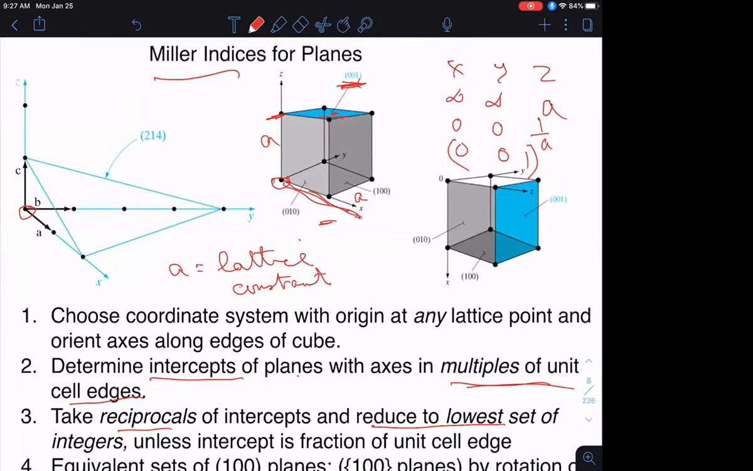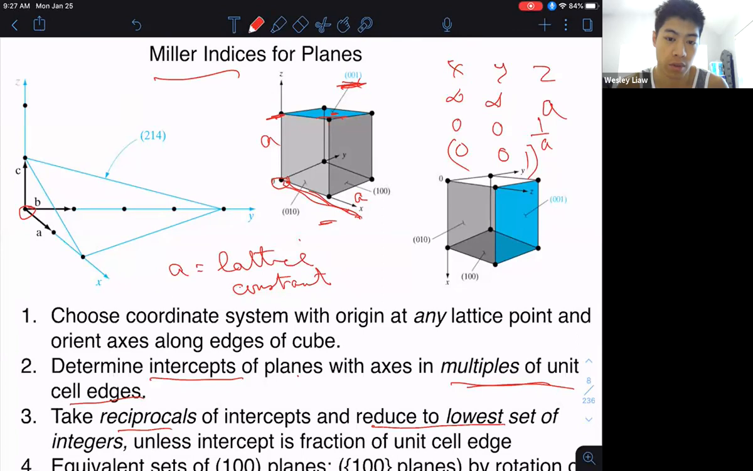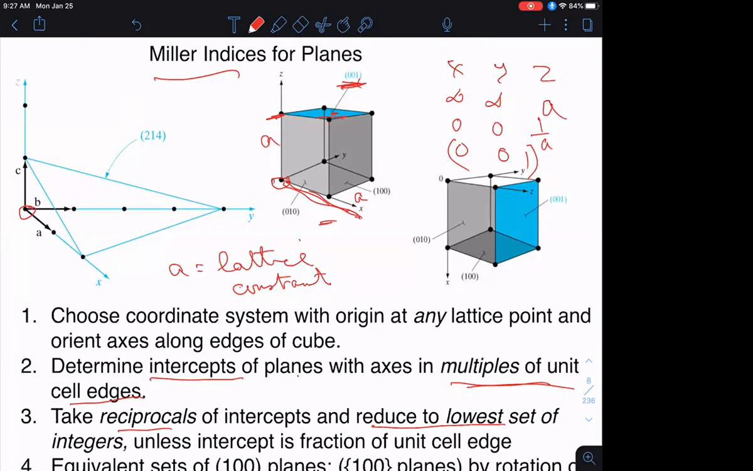That's why he said that the intercept is infinity. Okay, thank you. All right, so that's one example.